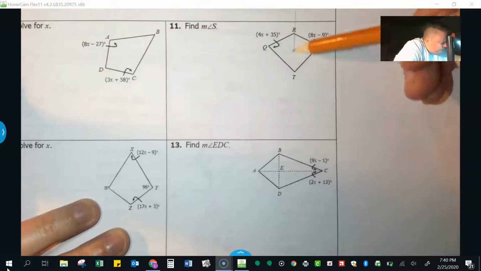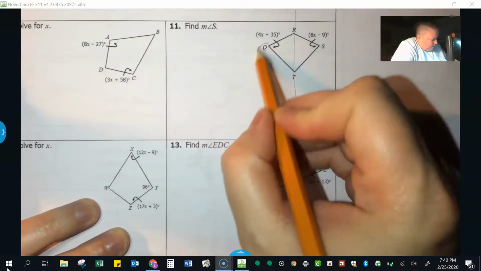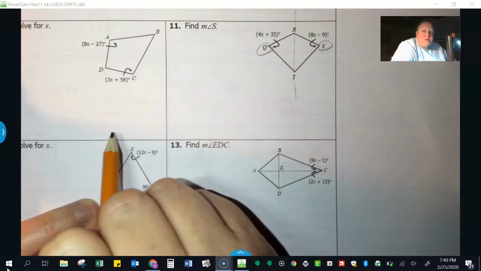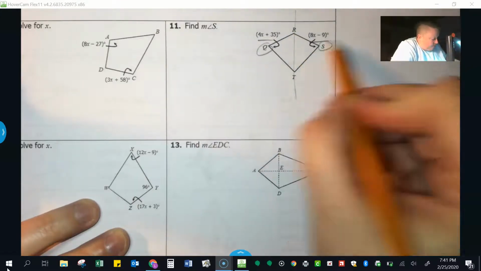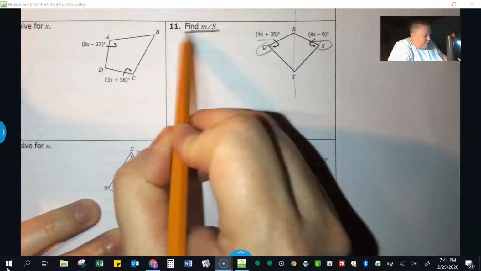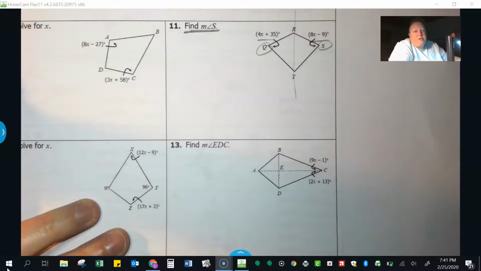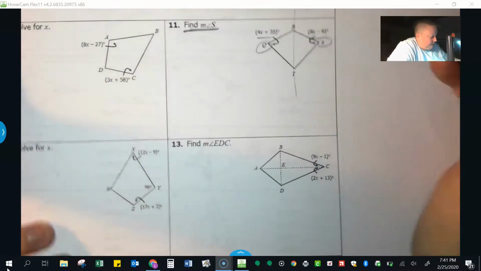My line of symmetry is here to here, R through T, which means that Q and S are equal to each other. So I'm going to say 4x plus 35 equals 8x minus 9, and I'm going to solve for x. Pay attention to your directions. It says find the measure of angle S. So once we solve for x, we're going to have to plug it back in here. It doesn't say solve for x like number 10 does.